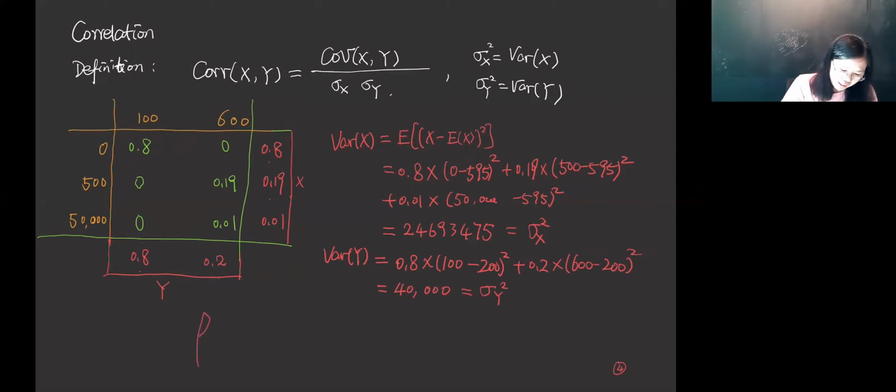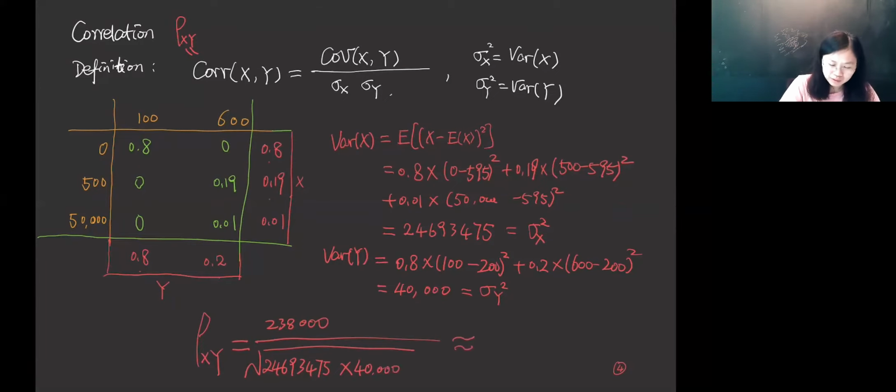Now we have all the ingredients to calculate the correlation. Correlation sometimes is also denoted a rho subscript X and Y. So that's another notation for correlation. Correlation equals the covariance, which we calculated to be 238,000, divided by the square root of sigma X squared times sigma Y squared, which turns out to be around 0.24. So this is the approximate equal sign. So the correlation between X and Y in this example is about 0.24. So there is quite a bit of positive correlation.